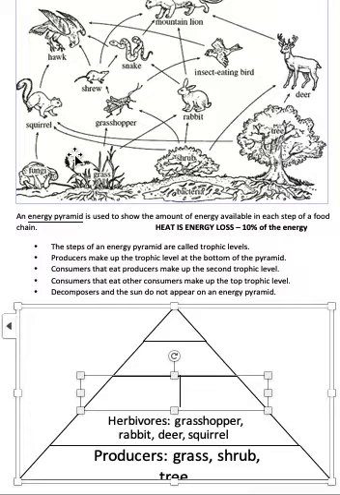And I'm going to tell you how you can break that down right now. You're going to look for things that eat only herbivores. That's what's going to go in the third level.